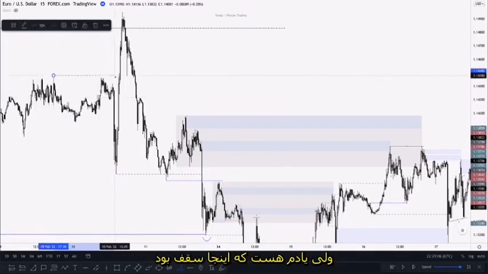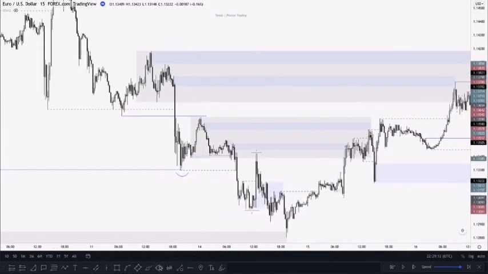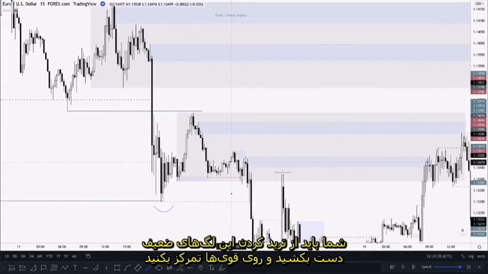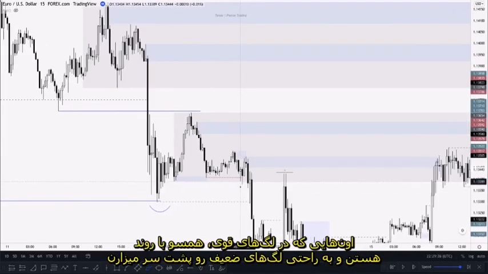I remember it was something like that. This is the high because it never closed here. But basically this is a weak leg, right? And if you just stop taking these trades from these weak legs and focus on the strong ones, the pro trend from strong legs, and target and trade through weak legs, it is different, right?